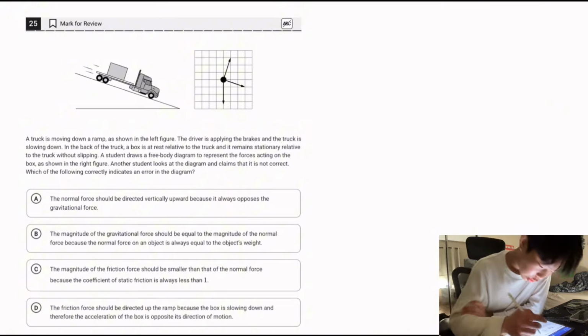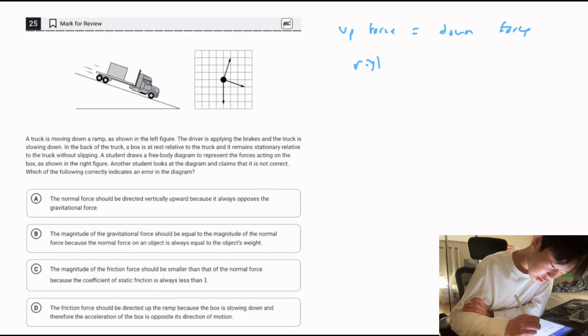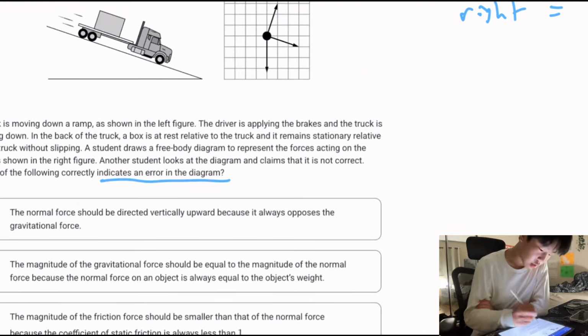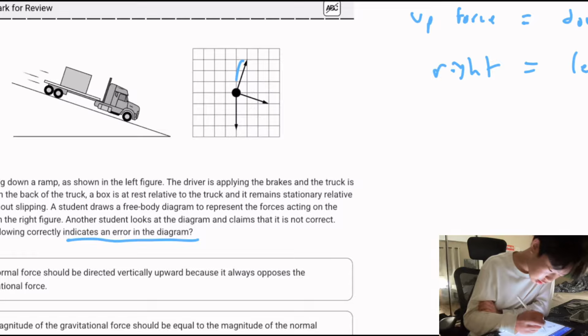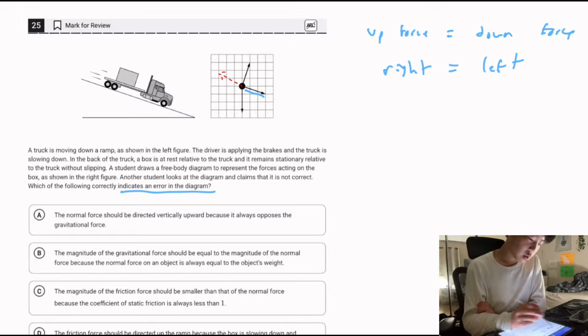This question is asking about a mass that's at rest at the back of a truck. Whenever the object is at rest, the net force is 0, which means the up force is equal to the down force. They cancel out basically. And then the right force is equal to the left. In this diagram, it says there's an error. What I can clearly see is that the up and down forces are balanced, but the left and the right are clearly imbalanced. You have this force right here, and then you have no left force to counteract it. So let's see which one of these answer choices says basically that.